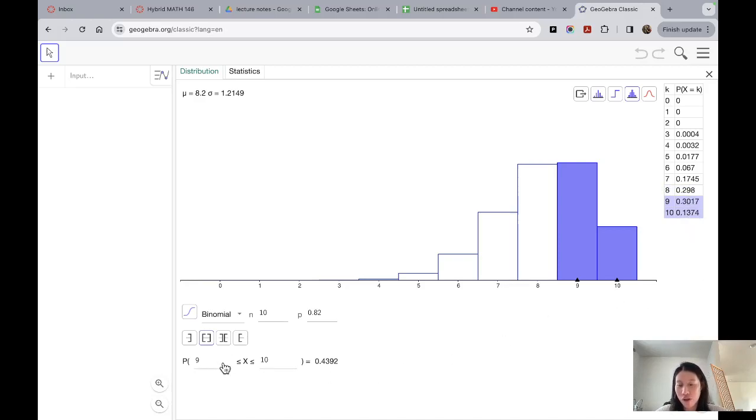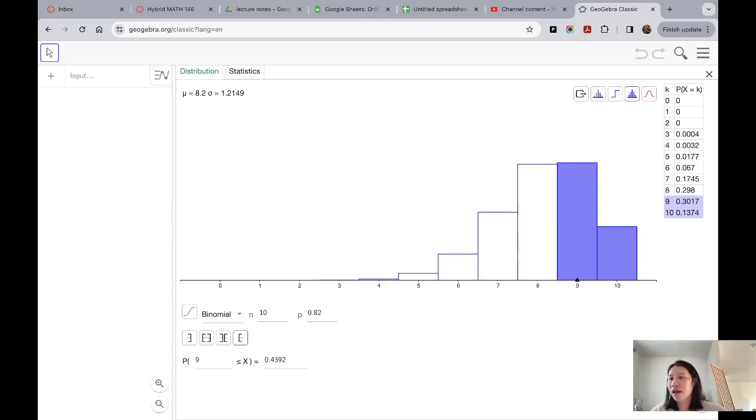Or in here, you can choose when x equals 9, when x is greater than 9 and less than 10. Or in this case, it can be x greater than or equal to 9. That will give you the two highlighted parts, which is when he makes 9 free throws out of 10 trials and makes exactly 10 free throws out of 10 trials.